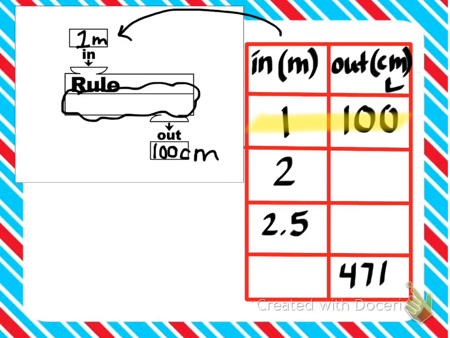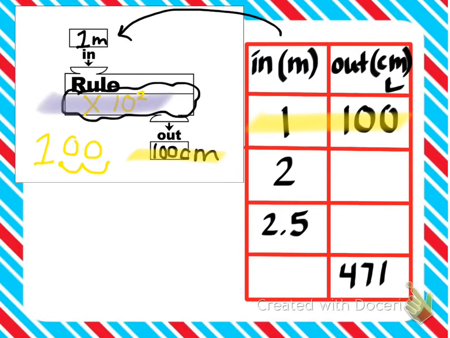I'm noticing that the number that's coming out is getting bigger than what's going in. So that's telling me that we must be multiplying here. All of these are from the metric system, so they're all going to be multiplied by a power of 10. Now we just need to figure out what the exponent is. The whole number 1 has an invisible decimal behind it. If we move it over 2 times, we will get 100. So that's telling me that our exponent is going to be 2.